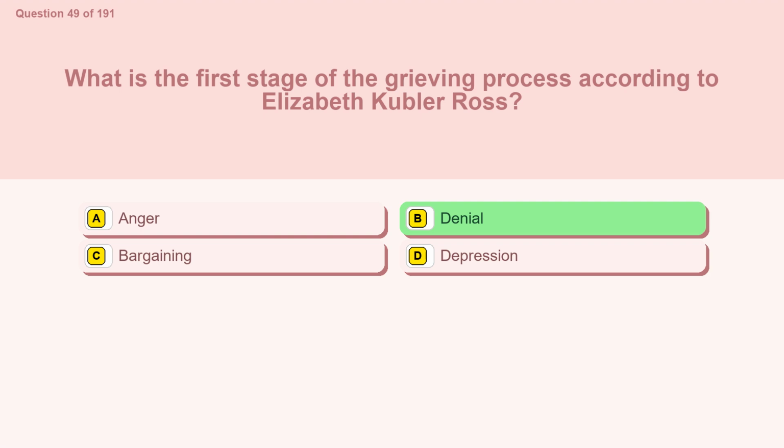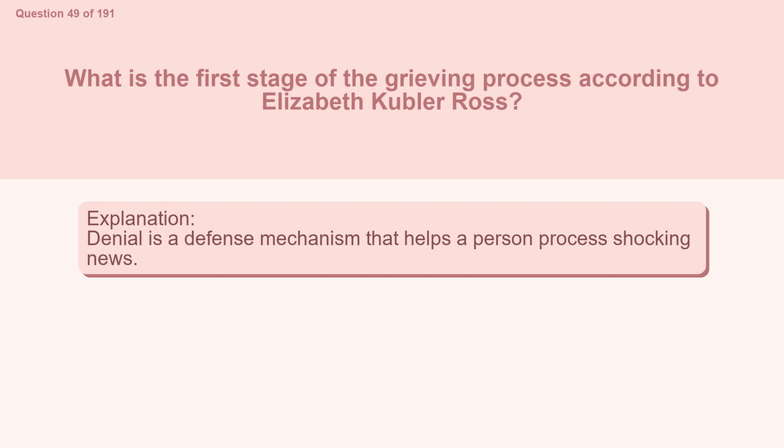The correct answer is option B. Denial. Denial is a defense mechanism that helps a person process shocking news.